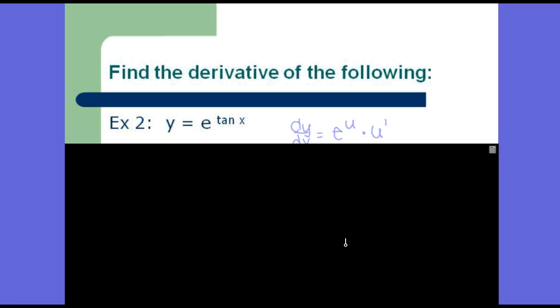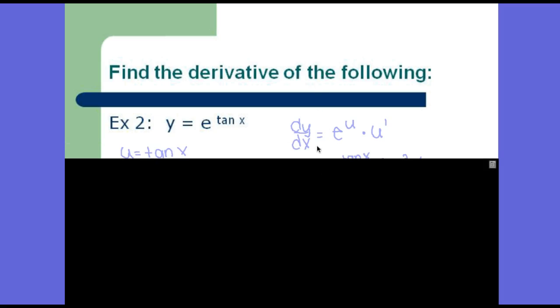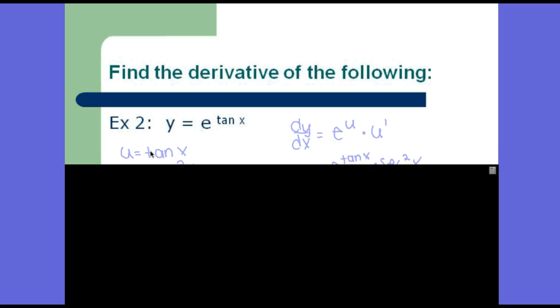So we can combine e to the x's with our trig derivatives. Basically what we're going to do in this problem here is treat the u value as our tangent x. So recall that the formula for the chain rule is dy/dx equals e to the u times u prime. Since u is a little trickier this time, I wrote out that u was tangent x.